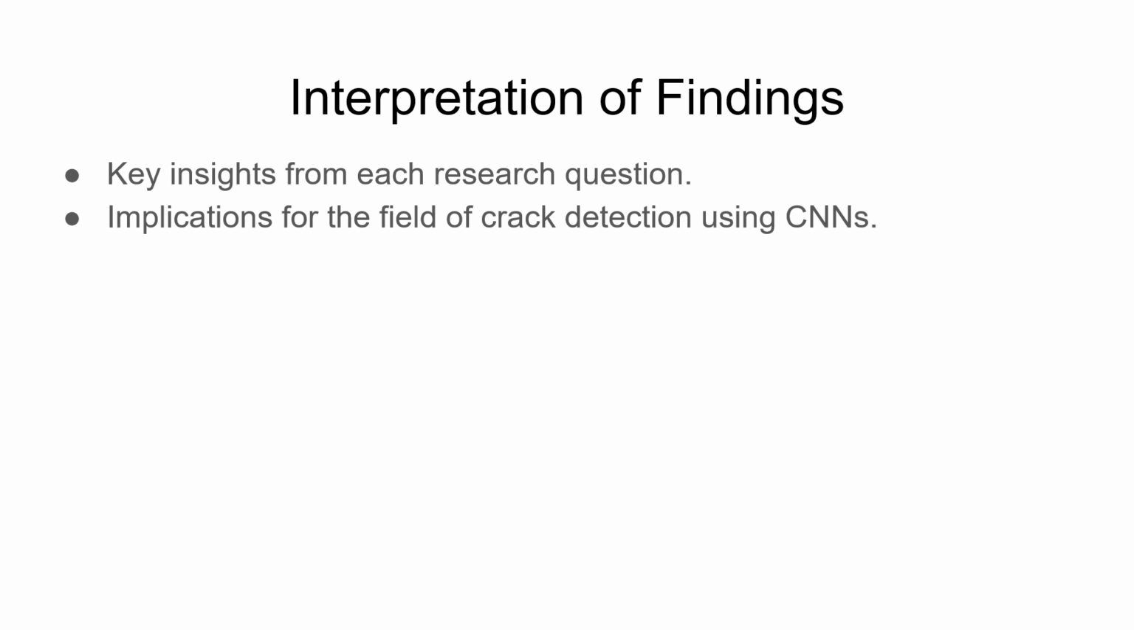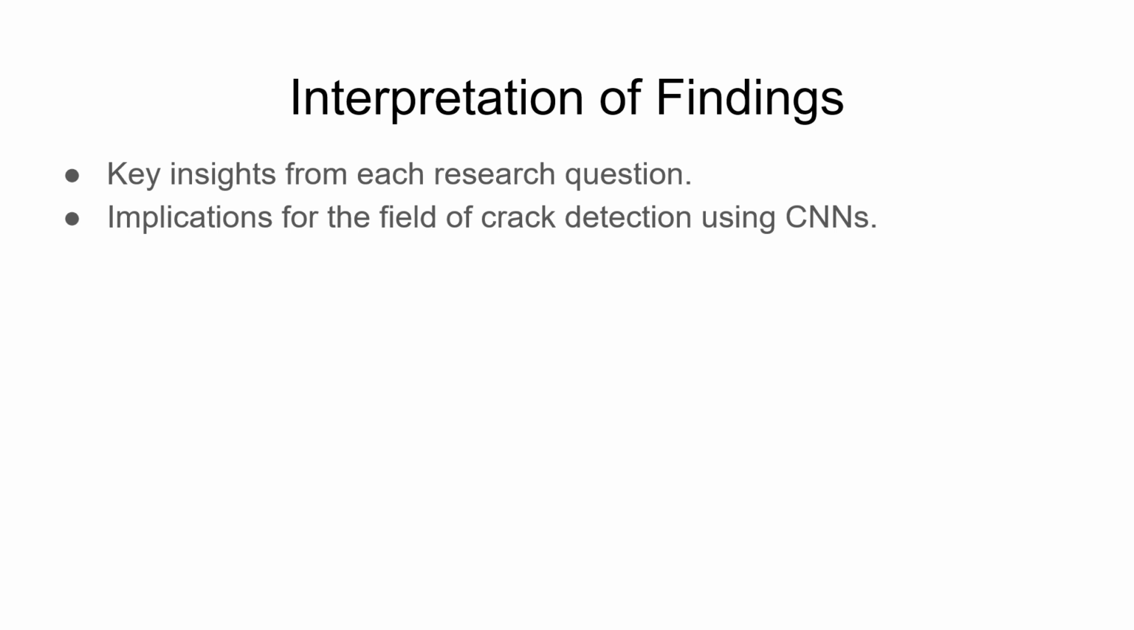Research question 2. The architecture of the neural network greatly impacts detection accuracy. Deeper networks like ResNet and VGG16 consistently outperform shallower ones, highlighting the need for sophisticated models in achieving high accuracy.